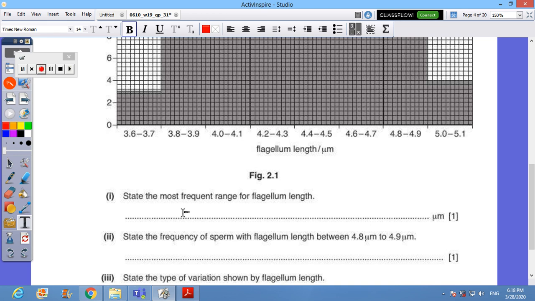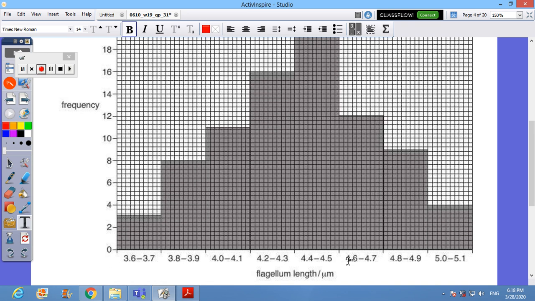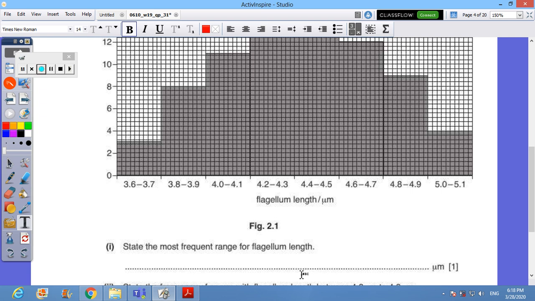So state the most frequent range of the flagellum length. Again, state the most frequent length. So you can say that this is the tallest one, and it's ranging between 4.4 to 4.5. This is the range which is the most frequent.